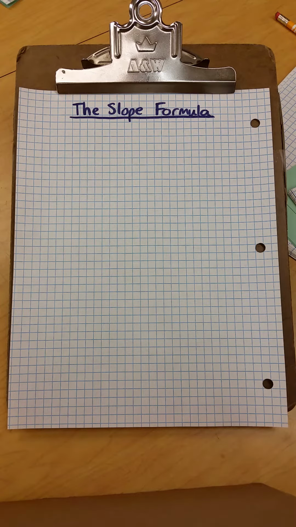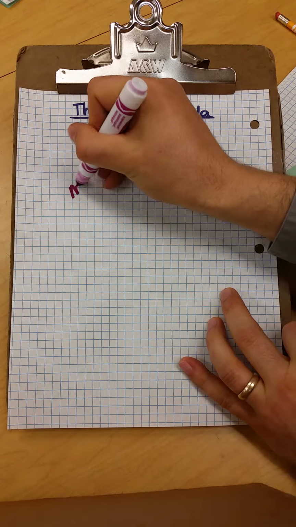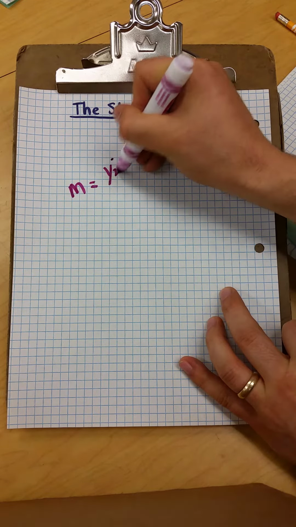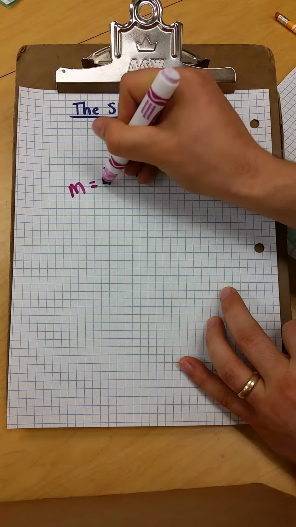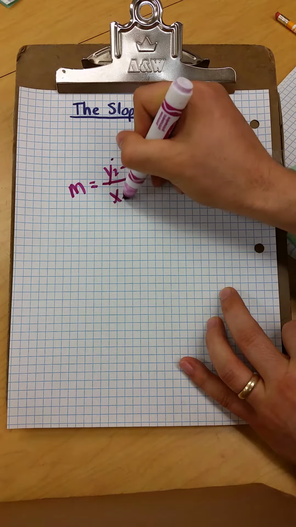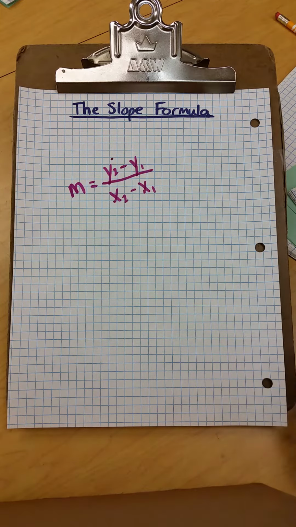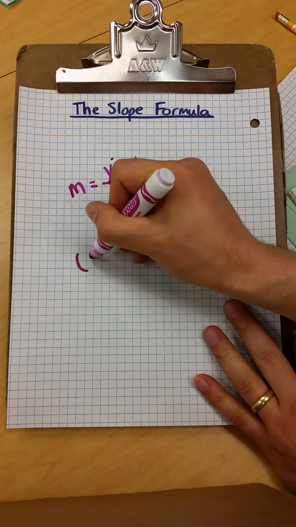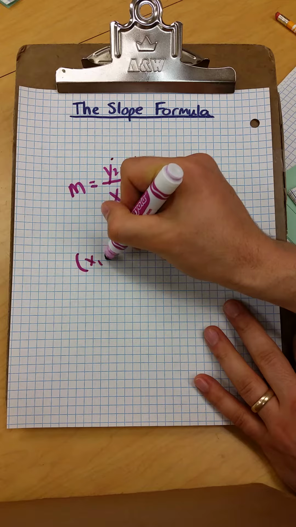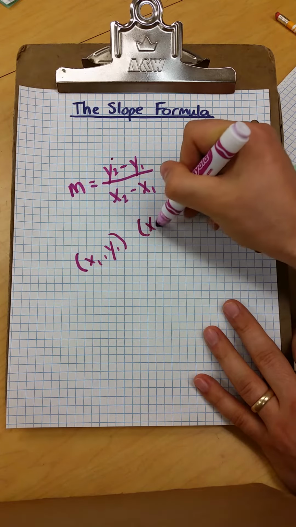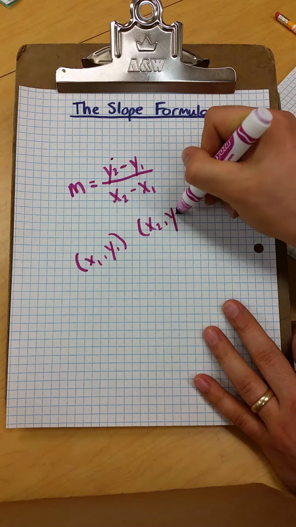So what is the slope formula? The slope formula is m, which stands for slope, is y2 minus y1 over x2 minus x1, where you are given two coordinate points. We'll call them x1, y1, and x2, y2.